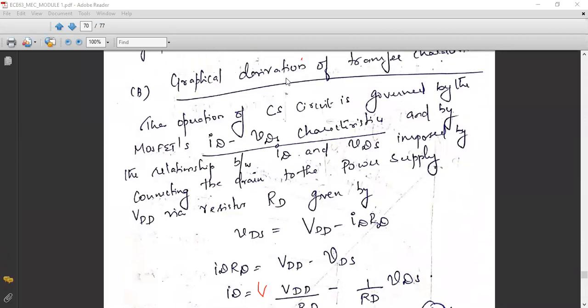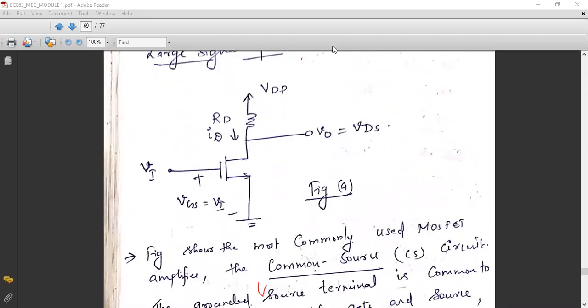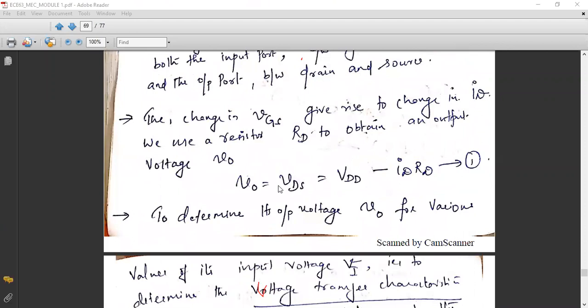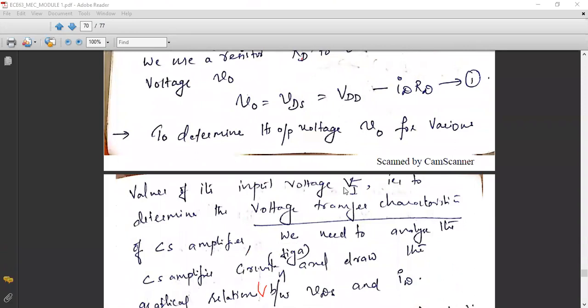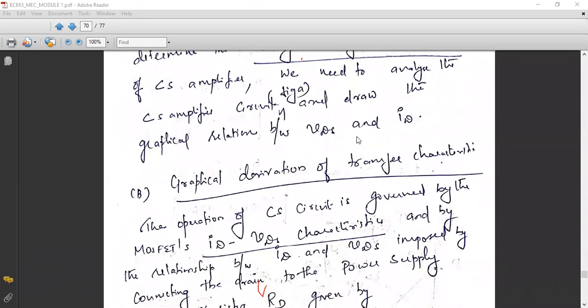Now we are going to derive the transfer characteristics. Based upon your large signal operation, we have written the equation for V0 or VDS, which is nothing but VDD minus IDRD. Based upon this, we are going to derive the transfer characteristics. I repeat, transfer characteristics is a plot between input voltage and output voltage. It is not current, it is input voltage and output voltage, V0 versus Vi.